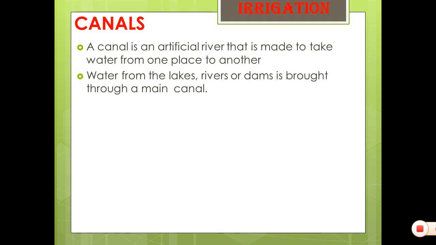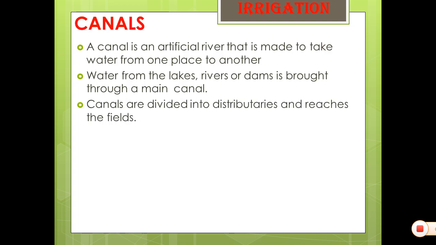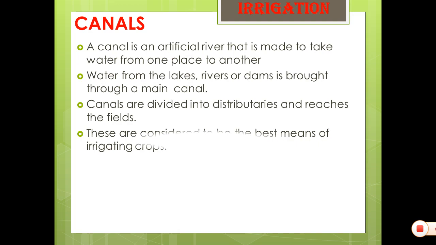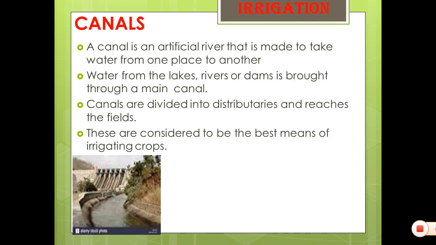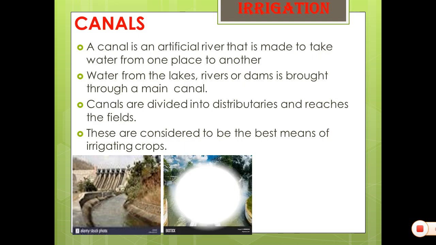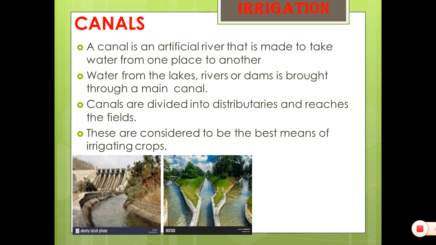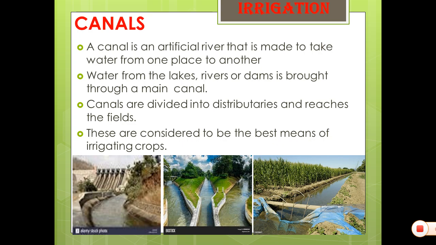Water from the lake, rivers or dams is brought through the main canal. Canals are divided into sub-distributaries and reach the field. These are considered to be the best means of irrigating crops. This is the main canal which is brought from the reservoirs, dams, canals. Then the main canal is subdivided as per the requirement of the farmer, and then it is brought to the field directly.